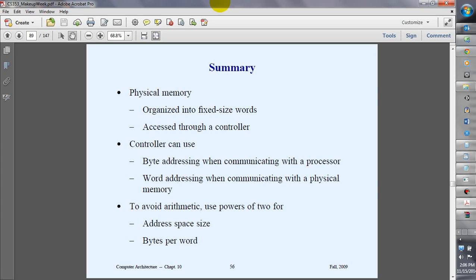So that is it for Chapter 10. The next video is going to be concerning Chapter 11, where we will be talking about virtual memory technologies and virtual addressing.